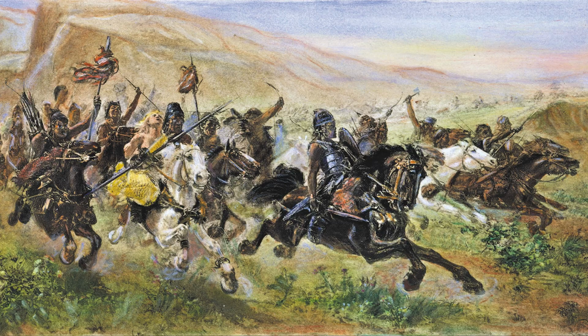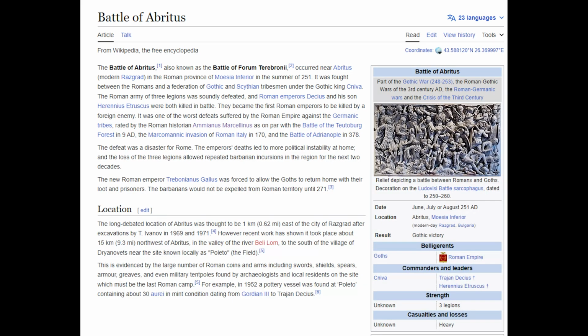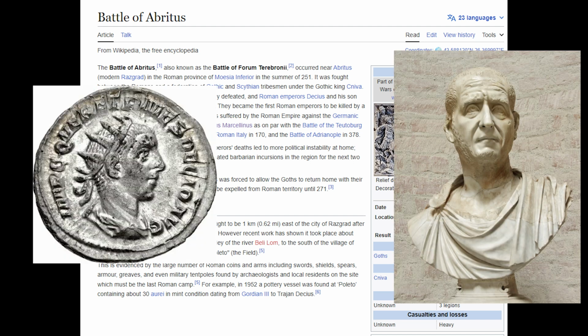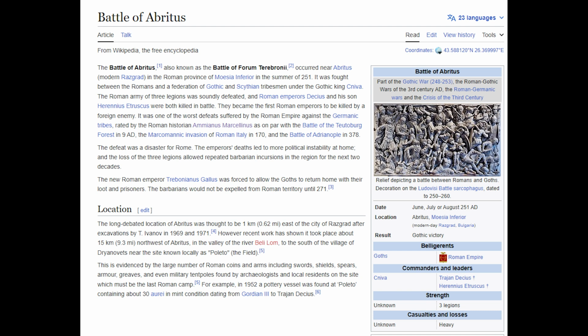Well, Greek sources write about the Battle of Arbutus, which probably happened somewhere near the marshes of the Danube in 251. In this battle, the Roman legions led by the Roman emperors Trajan Decius and Herennius Etruscus clashed against the Gothic and Scythian army led by a Gothic chieftain named Cniva. The Romans lose this battle, and the two Roman emperors die during it. These two battles are very similar in this regard, but there's a 450-year difference between them.